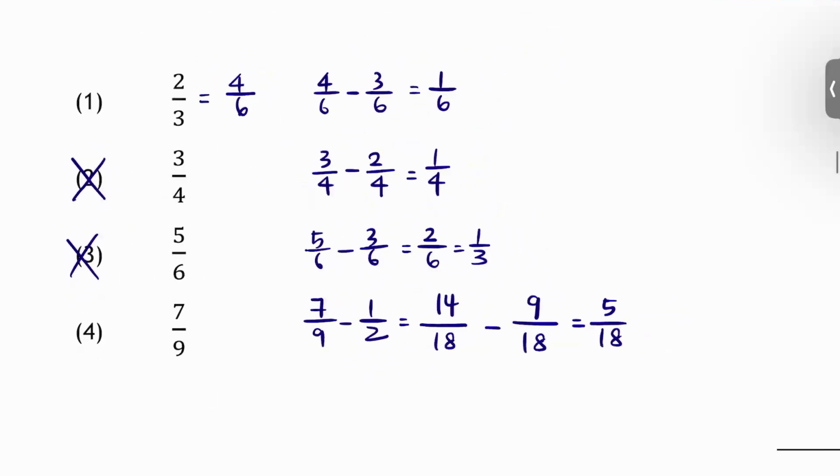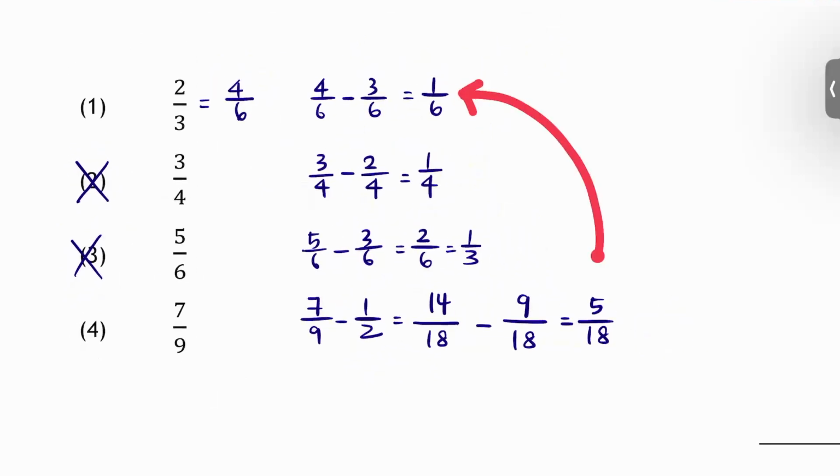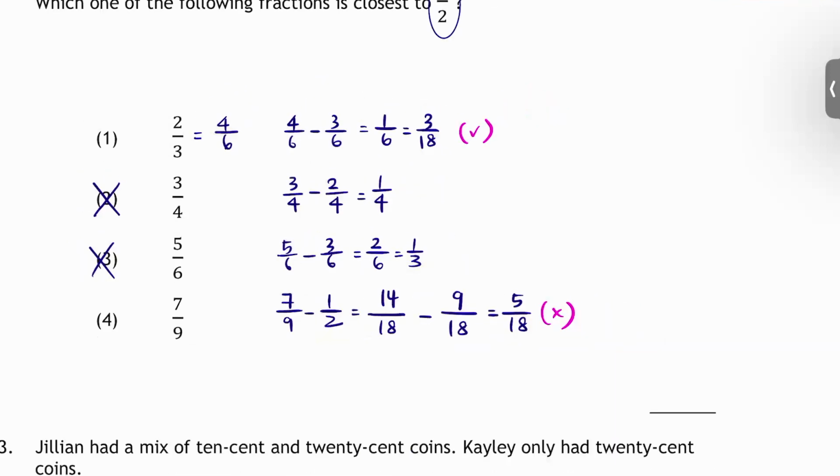If I compare this with 1/6, which is the smaller fraction? So 1/6 can be converted to 3/18. So this 3/18 is smaller than 5/18. Therefore, option number 1, that fraction 2/3, is closest to 1/2.